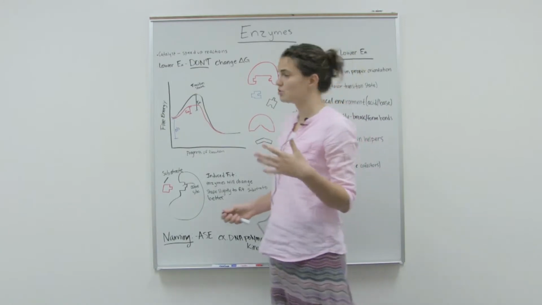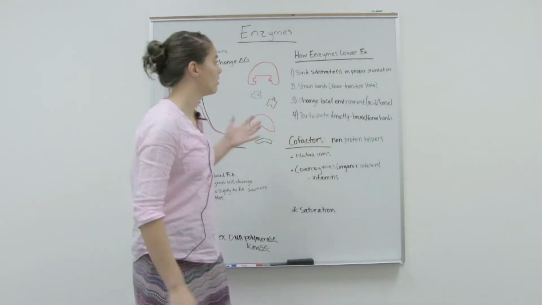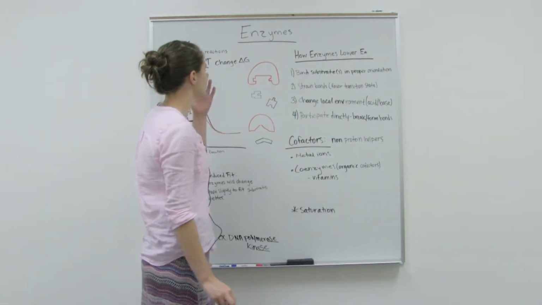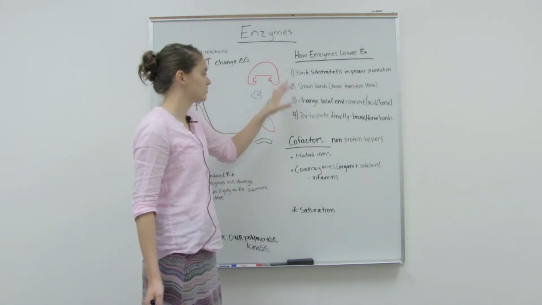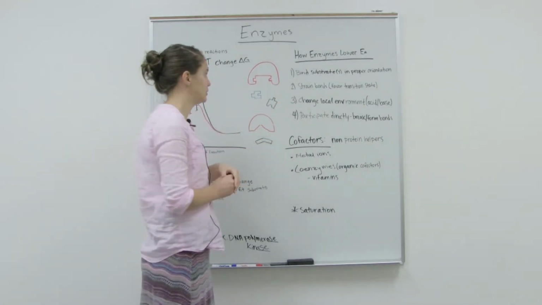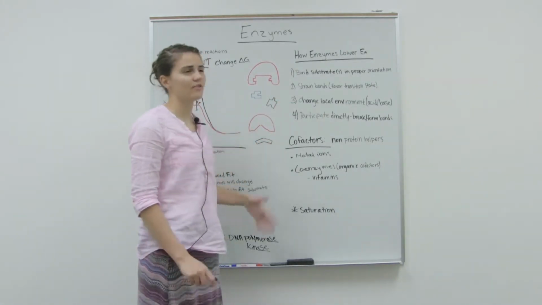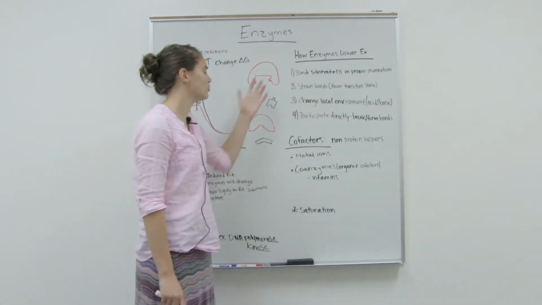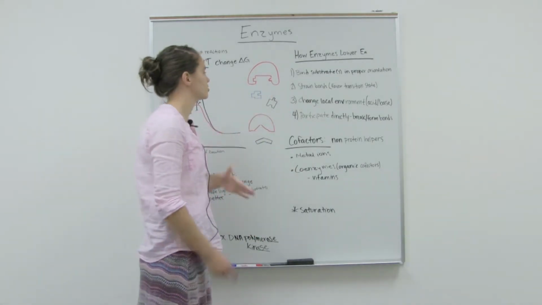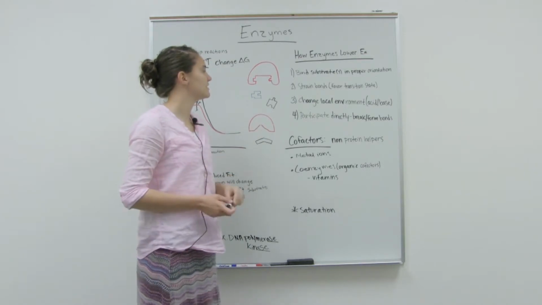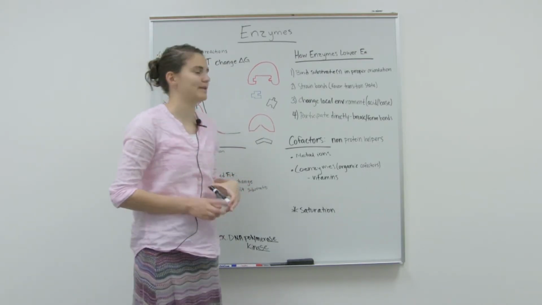So that brings us to, how do enzymes lower the energy of activation? That's what they do, but how do they do that? There are four main ways, and depending on the reaction, the enzyme might do multiple of these or just one of these. It really just depends. The first way is that they bind substrates in the proper orientation.